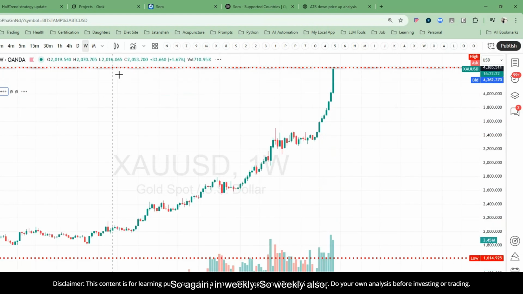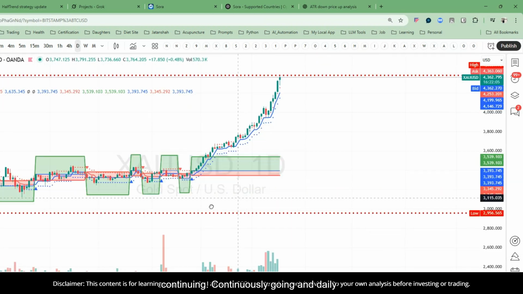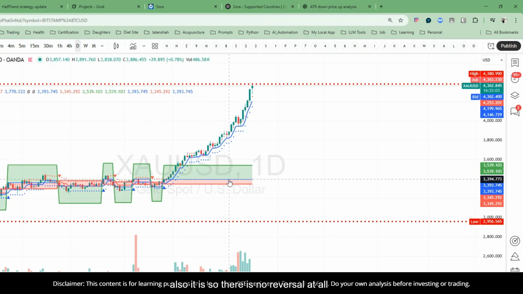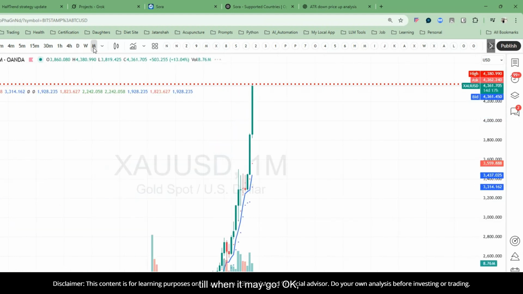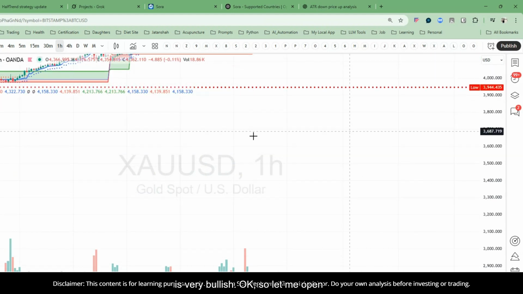Again in weekly, it has given the signal around January 25, and from then it is still continuously going. Daily also, so there is no reversal at all in the higher time frames. We don't know till when it may go, but in all time frames it is still very bullish.